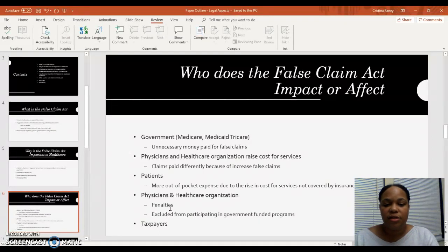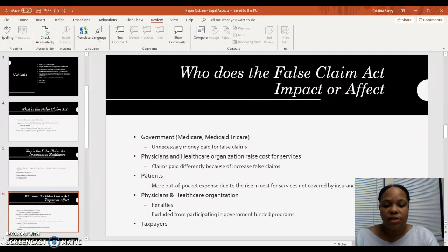Physicians and healthcare organizations raise their cost for services because the government has changed the way that they will pay the claims. Because the claims are paid differently, they're not paying as much. And when they're not paying as much, it also impacts and affects the patients, because then they have to pay more out of pocket for these services that physicians and healthcare organizations are providing.